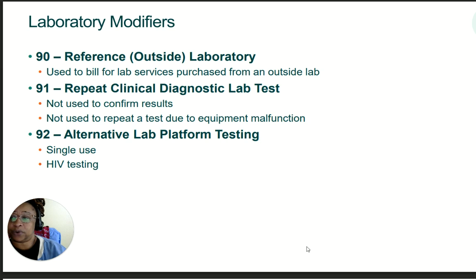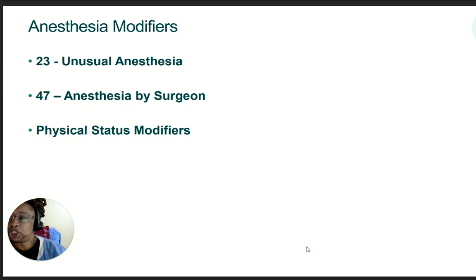90 modifier is for reference outside laboratory, 91 for repeat clinical diagnostic lab tests, and 92 for alternative lab platform testing. 23 modifier is for unusual anesthesia, 47 for anesthesia by the surgeon, and you must report a physical status modifier anytime anesthesia is billed. Meaning if the patient is healthy, not so healthy, life-threatening, those particular P modifiers must be added additionally.